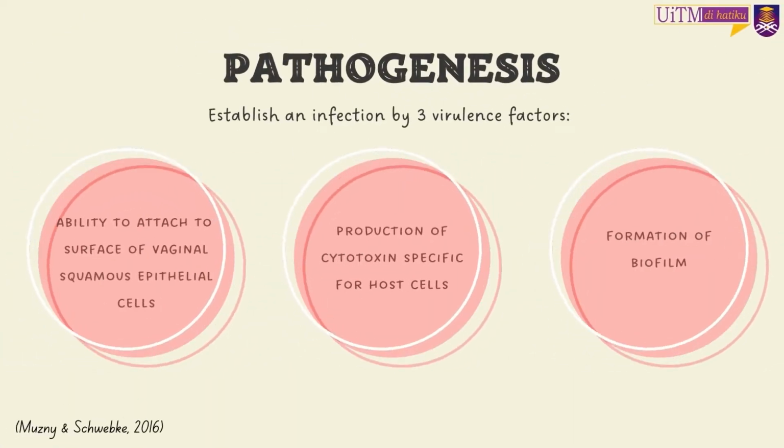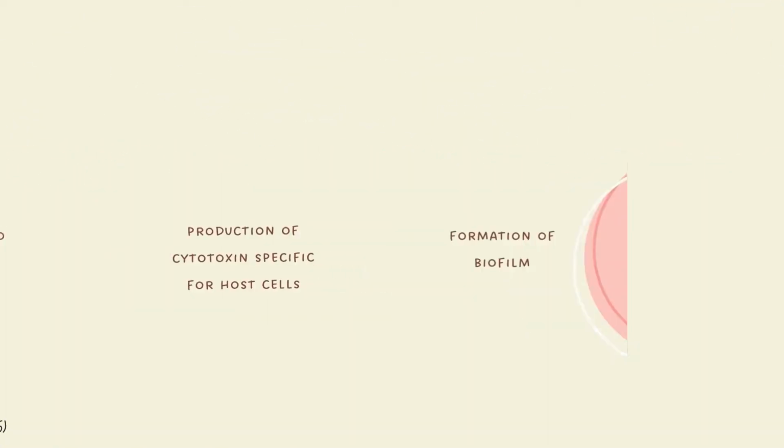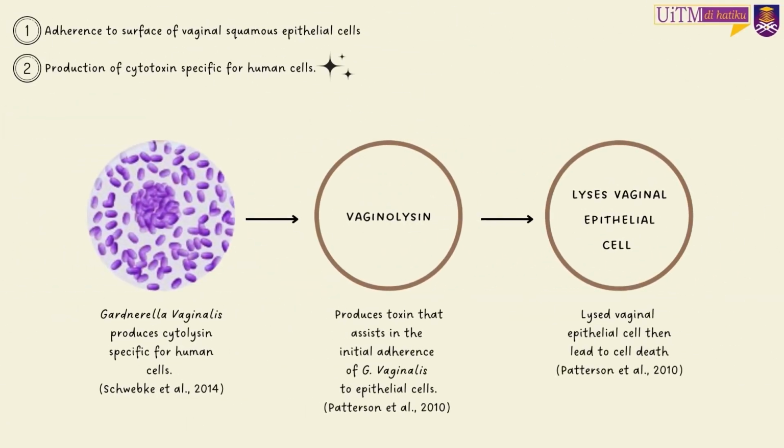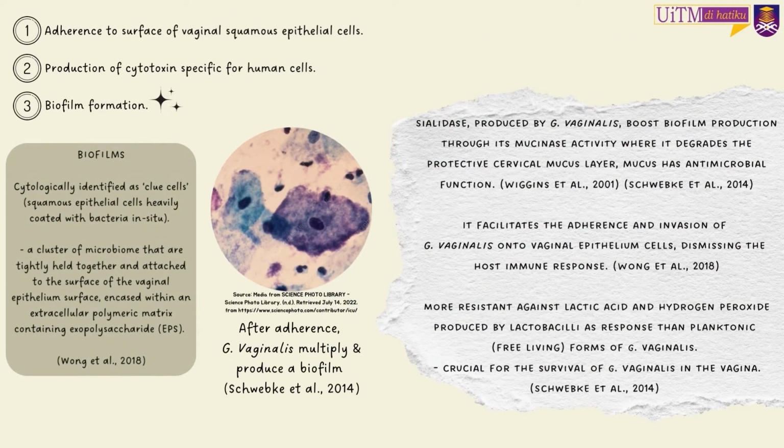An infection is established by three virulence factors. First is the ability of Gardnerella vaginalis to attach well to vaginal epithelial cells by forming clumps that attach to the surface. Next is the production of a cytotoxin called vaginolysin by Gardnerella vaginalis that helps in adherence to vaginal epithelial cells. And lastly, the formation of biofilm, which is a cluster of Gardnerella vaginalis that attaches to the surface of the vaginal epithelial cells.